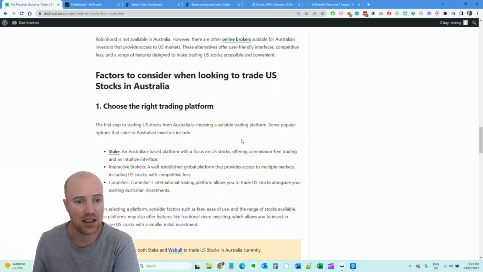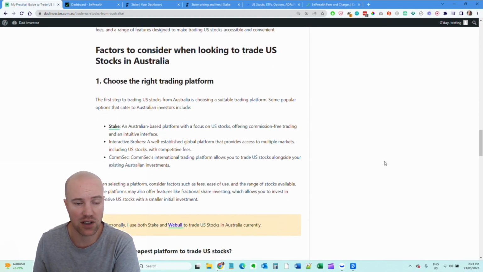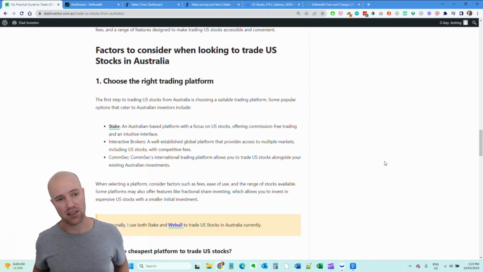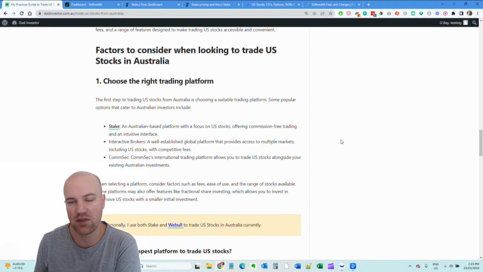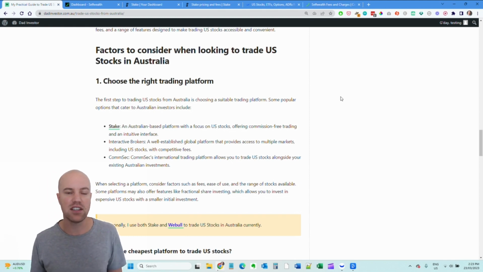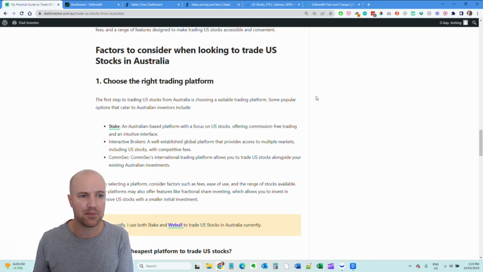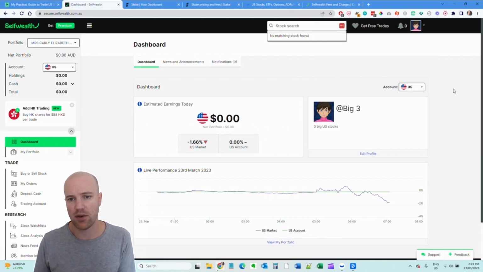So number one is choosing the right platform. There's a number of brokers around in Australia and obviously overseas that you can start using, but you really need to factor in what their capabilities are in terms of trading in markets that you don't live inside of. So for example, the fees that they charge are likely to be different or based on the currency of the markets that you're investing in. For example, I've got Self-Wealth here, which is a platform I've used previously.